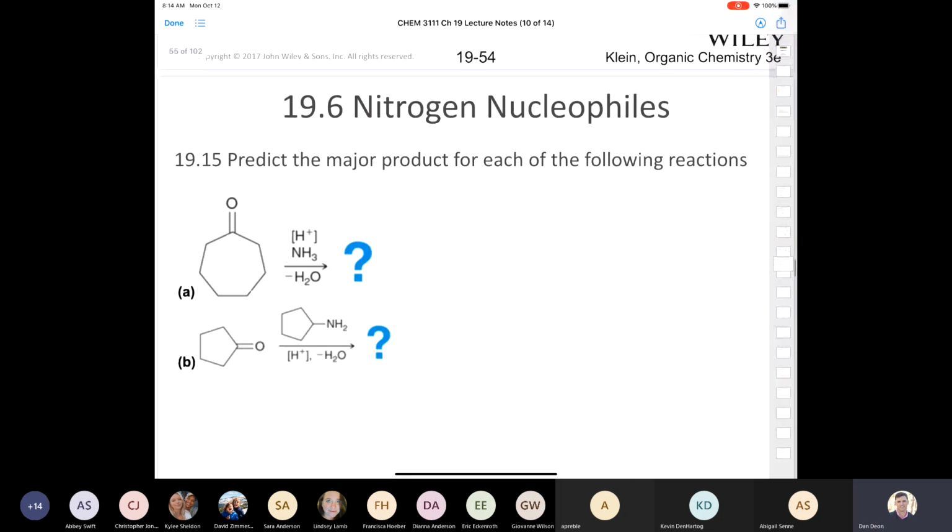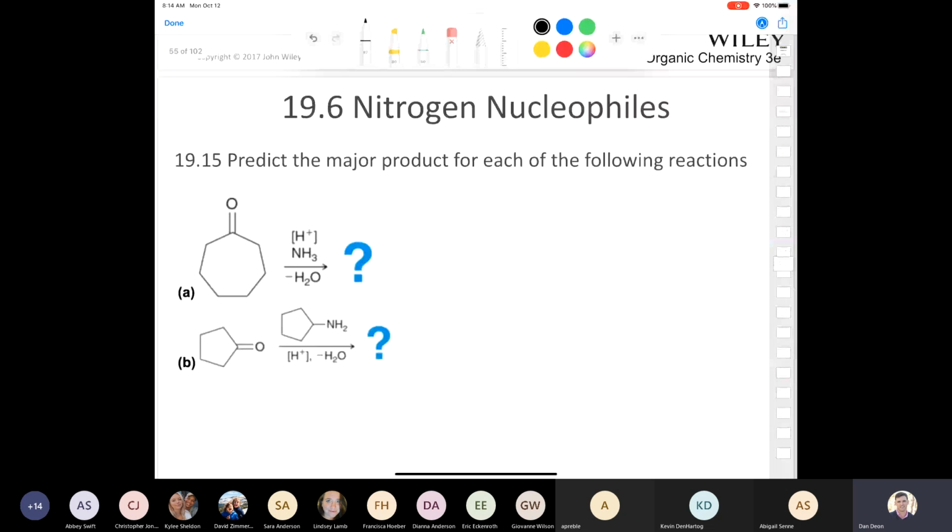And we'll start with this one here, question 19.15a. Here we're taking a ketone. This is cycloheptanone, so we have a ketone. And remember that when we had a ketone or an aldehyde plus an amine, we could end up with an imine or an enamine. Now, in the first case, we're reacting with ammonia.